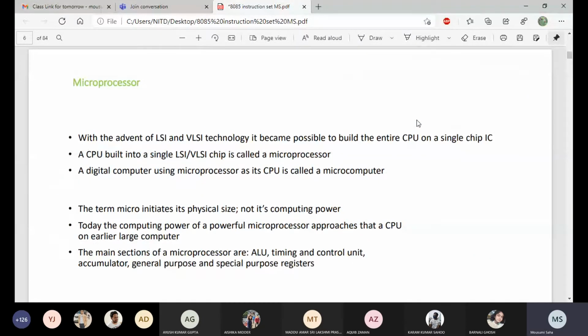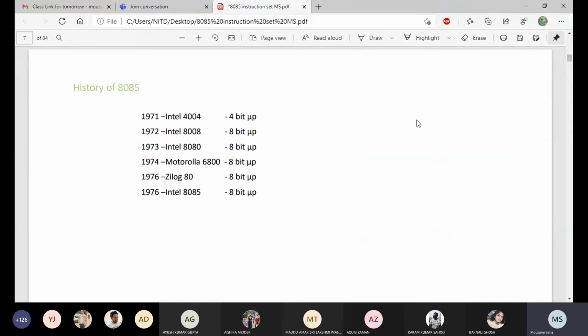Next, I'm going directly to the history. The first we have is the 4-bit. 4-bit refers to the internal components, one of the main components being the register, which I will discuss later, that is 4-bit. So it is a 4-bit microprocessor. Next, after developing the technology, we have the 8085 microprocessor. Next we have the 8086, which is different from today's computer, today's processor.